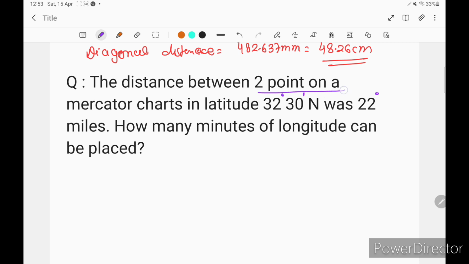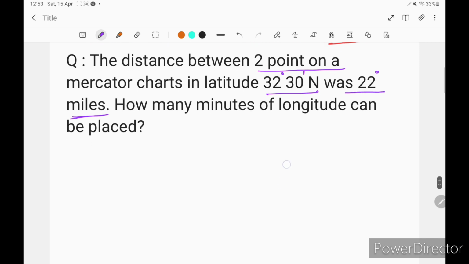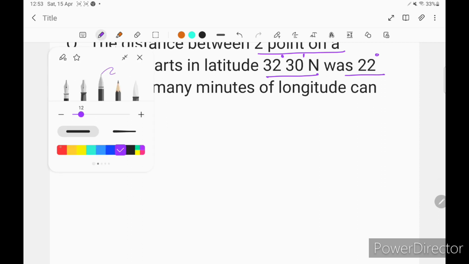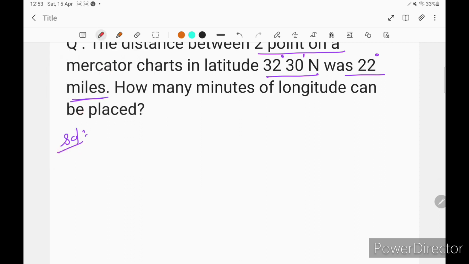So the distance between 2 points on a Mercator chart in latitude 32 degree 30 north is 22 miles. How many minutes of longitude can be placed? So how will we solve this? There are 2 steps to solve this numerical. We see both, and whichever you like, whichever is understandable to you, you will solve in your exam.